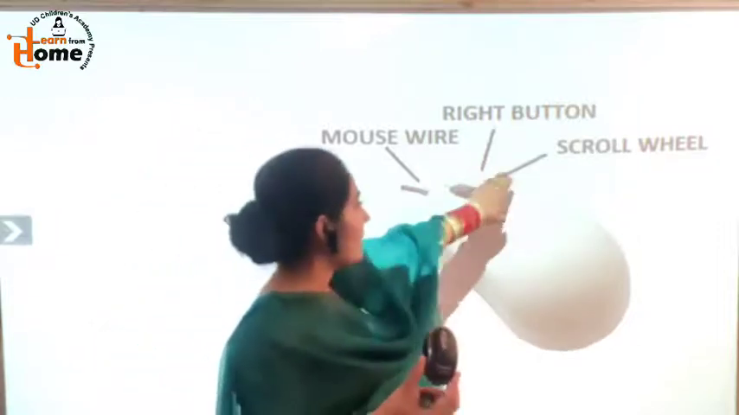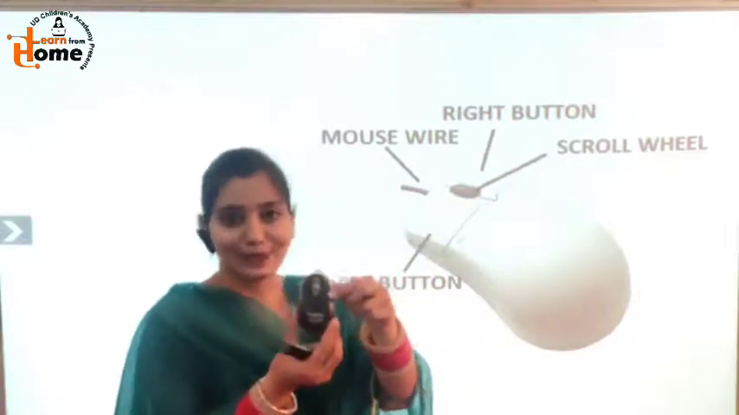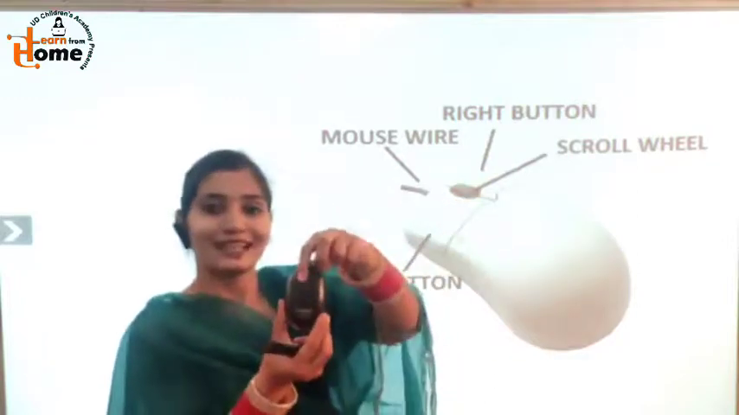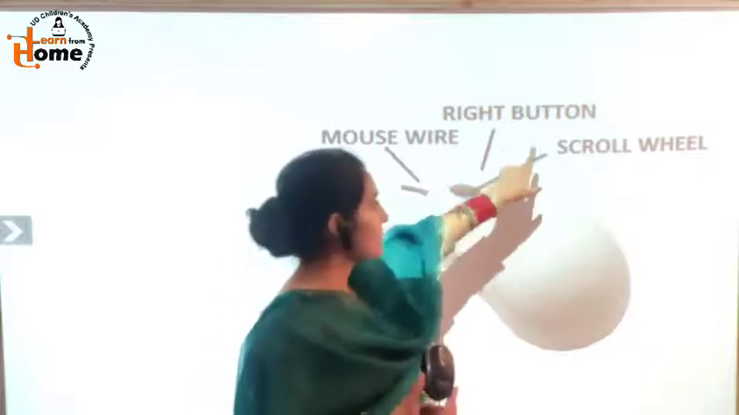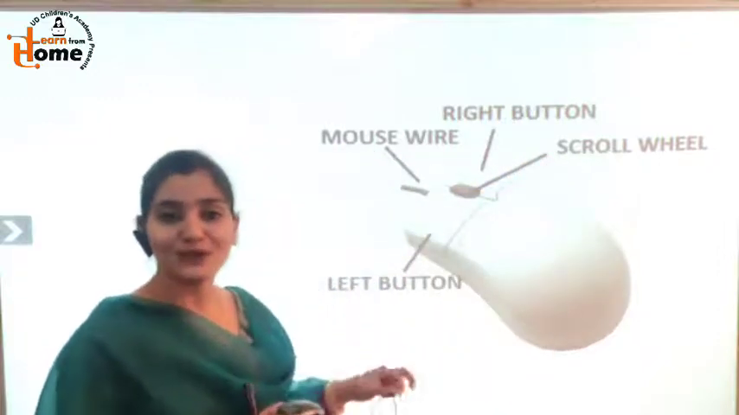Then on the opposite side we have the right button, okay? This is the right button. Then in the middle we have the scroll wheel. In the middle it is known as the scroll wheel, okay? Have you understood on the picture also?